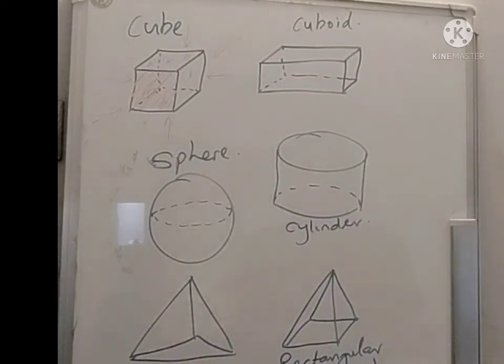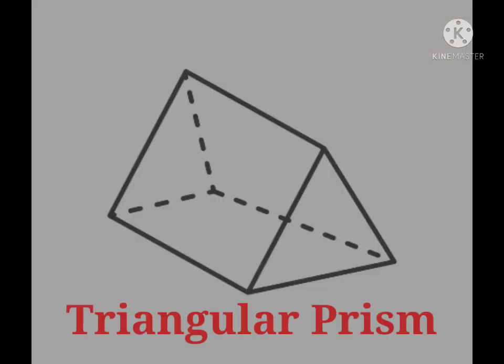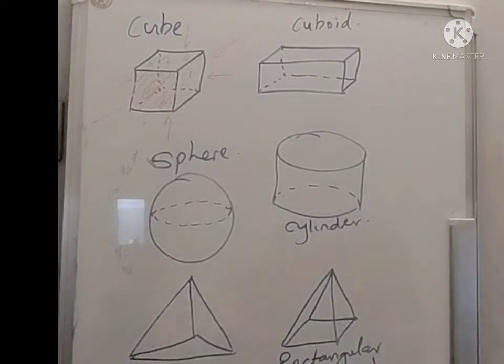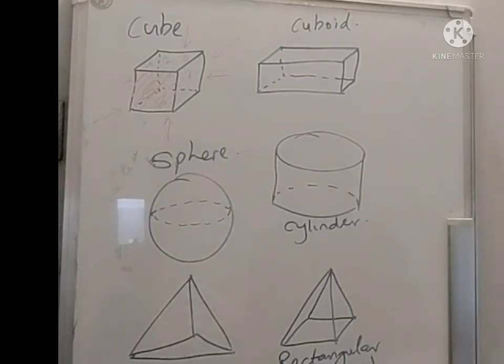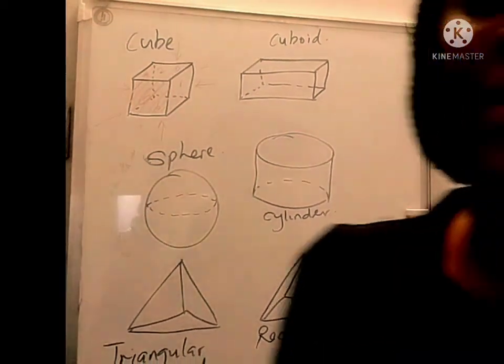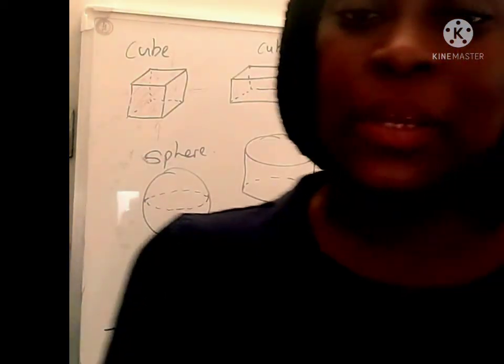Which other shapes do we have? We also have a triangular prism. A triangular prism has 3 rectangular faces and 2 triangles. I think that should be about all. These are basically the shapes that we meet in mathematics and in trigonometry.